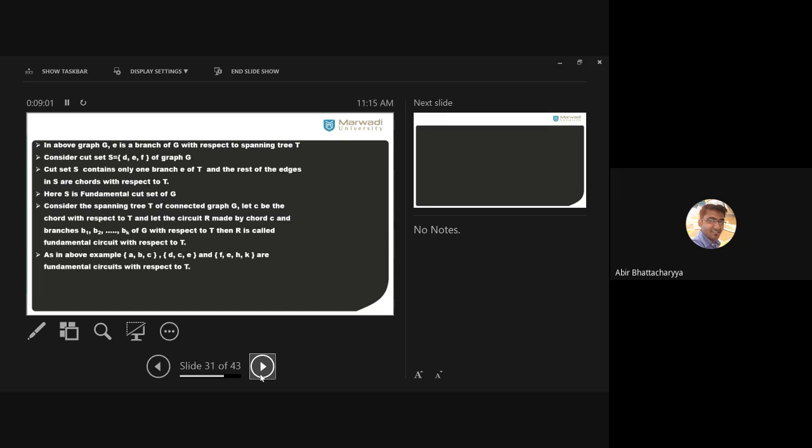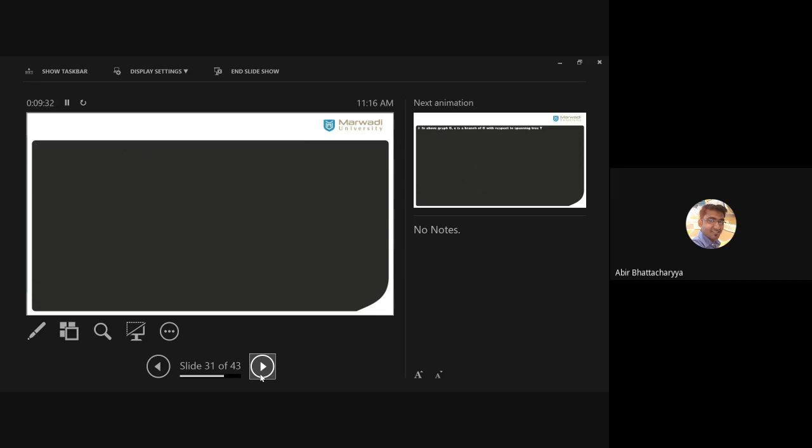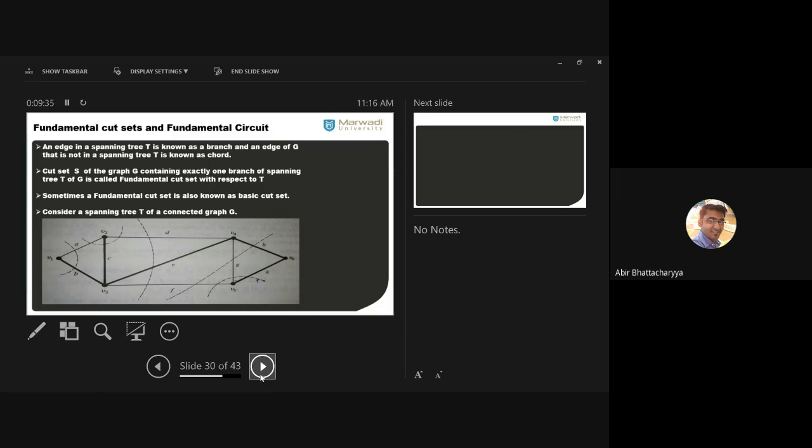Also, what is a tree? A tree means a connected graph without any cycle. Correct. Now, if I ask about a fundamental circuit or fundamental cycle, you have a spanning tree. You have already drawn a spanning tree here. Recall it.